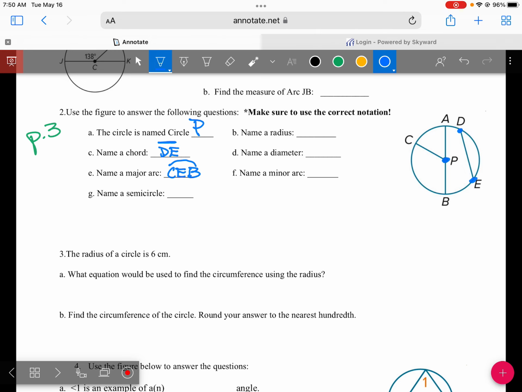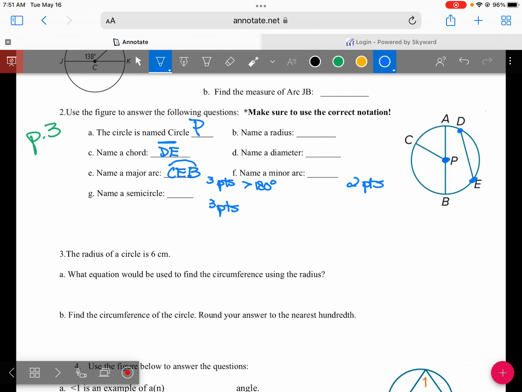Jason, come on. Kevin, stay with me. Come on, guys. A major arc has to have 3 points. A semicircle has to have 3 points. A minor arc is only going to have 2. Because a major arc has to be over 180 degrees. Okay? Over half of the circle.